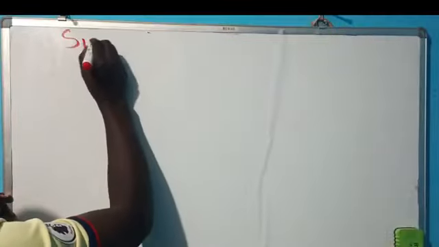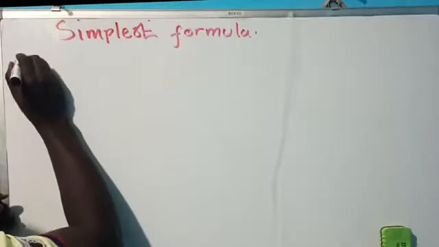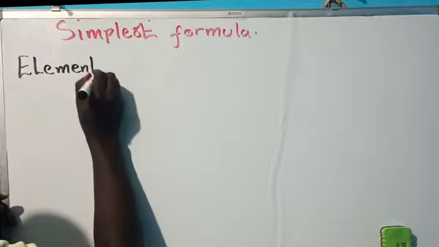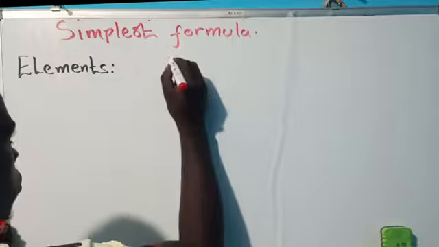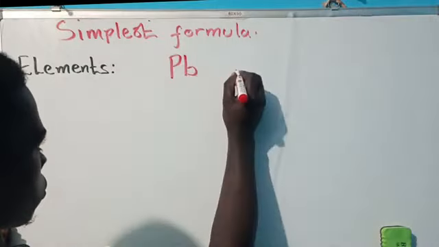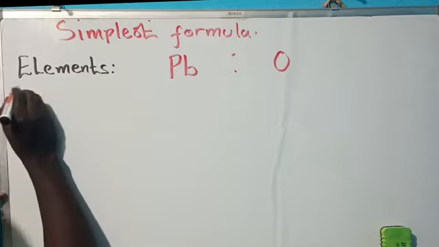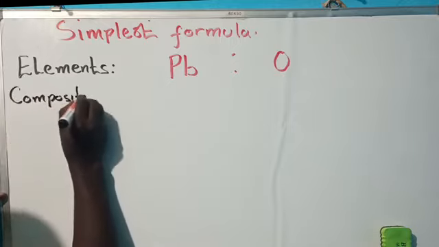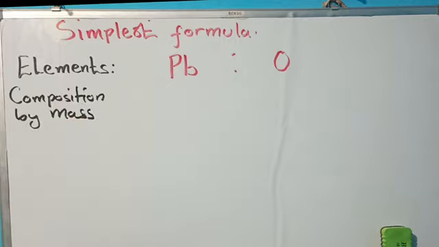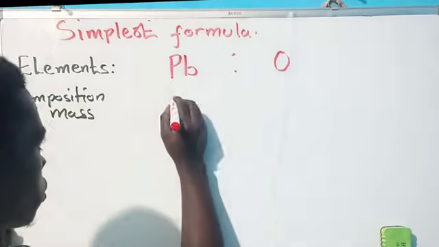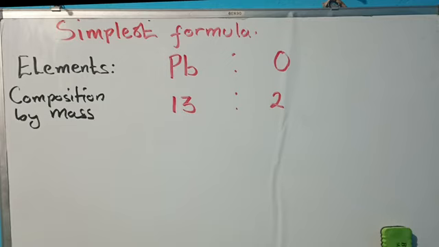And from here, we can determine the simplest formula, or the empirical formula. We start with the elements that make up this compound. Remember, it's an oxide of lead. Therefore, the elements are lead and oxygen, but we write them in a ratio format. Next is composition by mass of the elements. Lead, we have 13, and oxygen, we have 2.